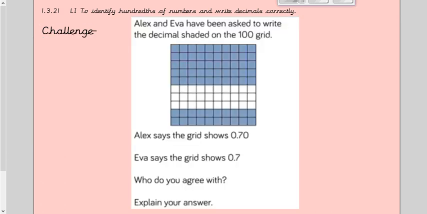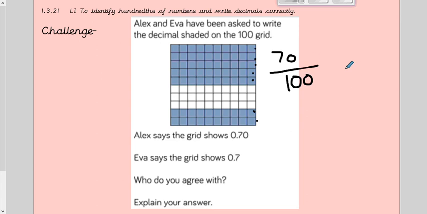And then finally, the challenge says Alex and Eva have been asked to write the decimal shaded on the 100 grid. Alex says the grid shows 0.70. Eva says the grid shows 0.7. Who do you agree with? Explain your answer. So first we need to check whether either of them are correct. So we'll count how many 10s are shaded, because we can see there's rows of 10s at a time. So there's 1, 2, 3, 4, 5, 6, 7. So we know that 7 lots of 10 are shaded, which is 70. So we know that 70 hundredths as a fraction is shaded.